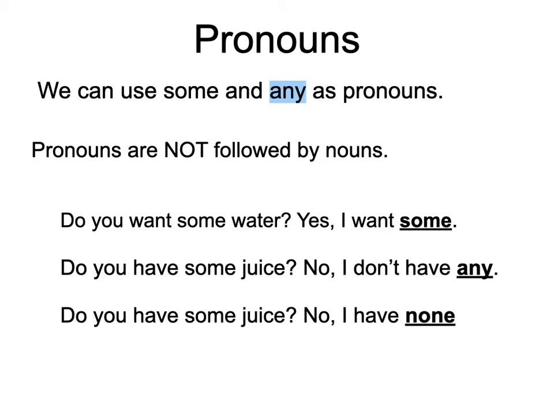For example, do you want some water? Yes, I want some. This some is a pronoun substituting some water so that we don't have to repeat that we want some water. It's the same with the second sentence. Do you have some juice? No, I don't have any. There's no need to repeat juice because any stands for some and juice.